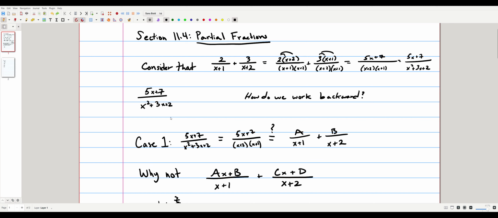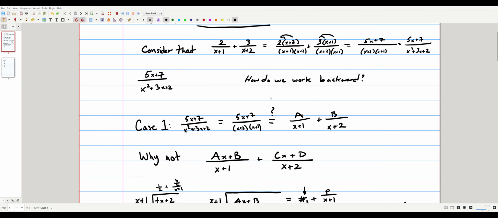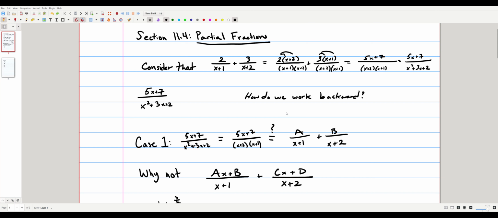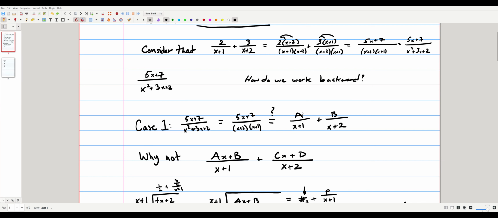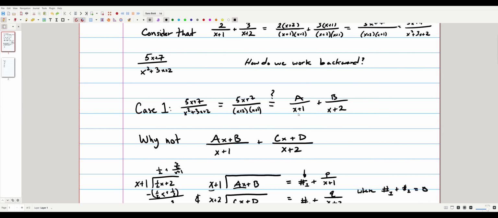Okay, and so if we look at 5x plus 7 over x squared plus 3x plus 2, since we already know the answer, we're ending up with an A over x plus 1 and a B over x plus 2, where in our case A is 2 and B is 3. But why would we just assume that it's just A and just B, right? And not like 3x plus 2 and 5x plus 1 or something like that? Well, the reason comes from something that we've covered already this semester, which is long division.